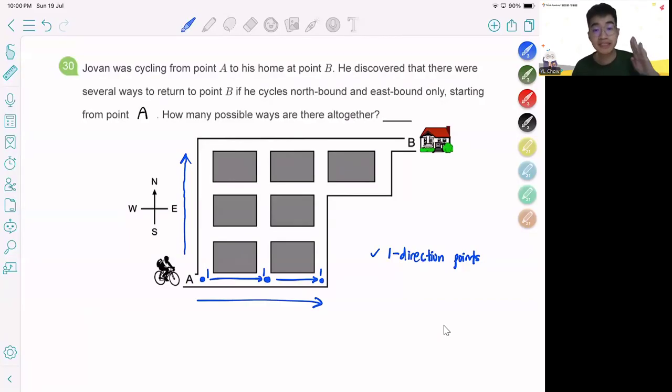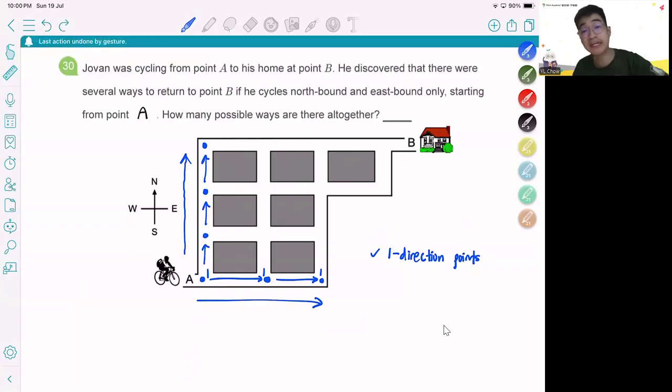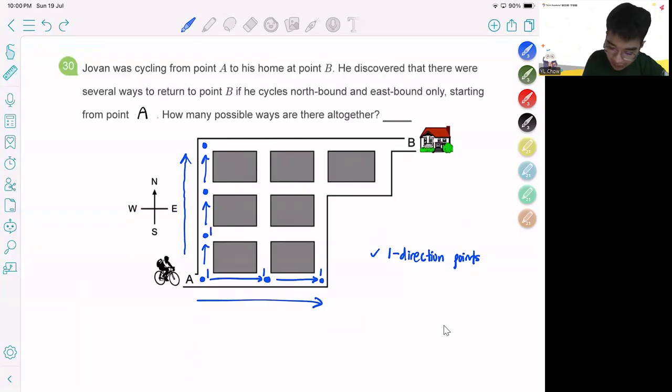Likewise, you could also just start from the starting point A and go all the way northwards, right? I can go this way, this way, this way, right? All these points over here are one direction points. From my starting point, I can just visit these points by going through one direction only. So I can label 1 as well. Okay. Now, after labeling all the one direction points, we can label for the other points.